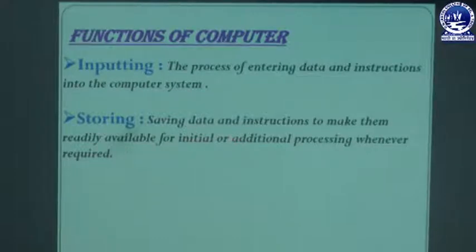So what do initial and additional processing mean? Initial processing means we are giving the input as 5 plus 3. 5 is your data, 3 is also your data, plus is the instruction. There you can get the output as 8. So we are giving the input 5 plus 3, the input is readily available, and the computer will do some initial processing and give us the result as 8.